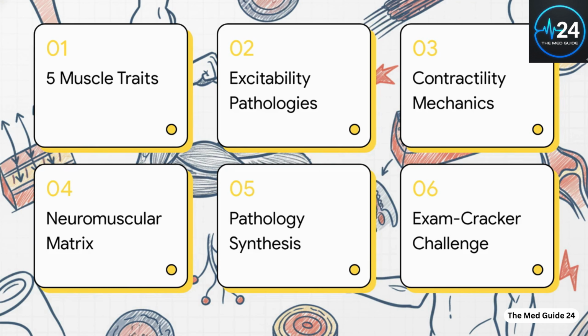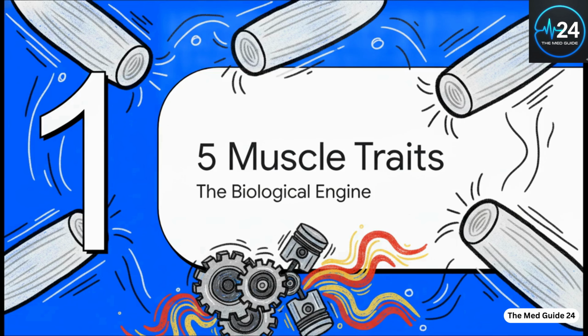So, here's our game plan for today. We'll start with the 5 skeletal muscle traits, move into excitation and its pathologies, and then tackle contractility and structural mechanics. After that, we'll build out the neuromuscular disorders matrix, do a high-yield pathology synthesis, and finally put you to the test with the exam cracker challenge. All right, let's jump straight into Section 1.